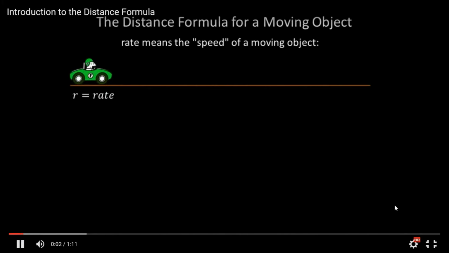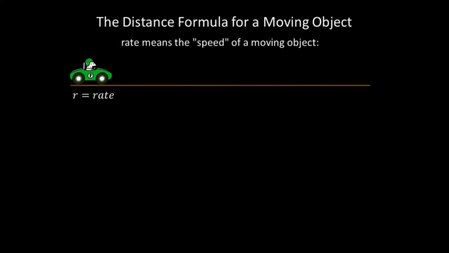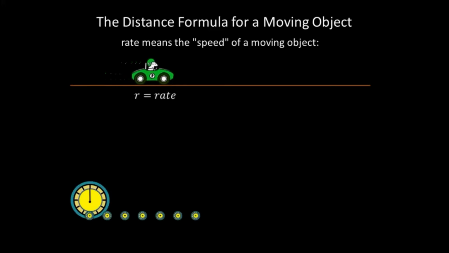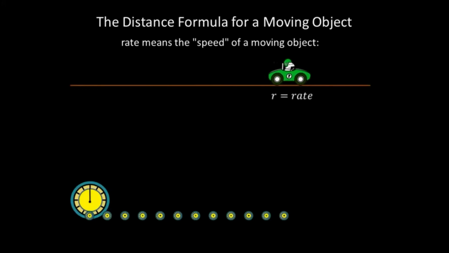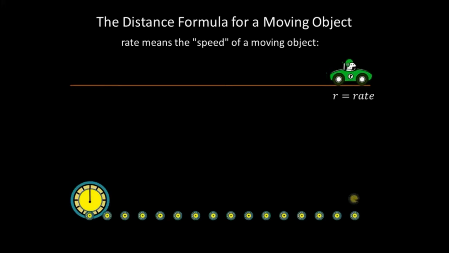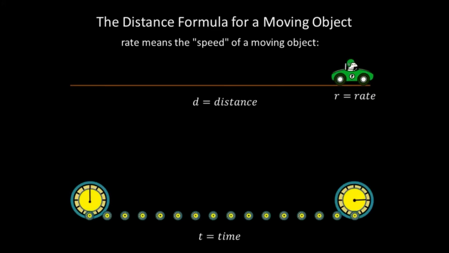Let's look at another important formula, the distance formula for a moving object. In the distance formula, rate means the speed of the moving object. When an object is in motion, it travels a certain distance in a certain time. D is going to represent the distance that our object has traveled, and T will represent the time that it took it to travel that distance.